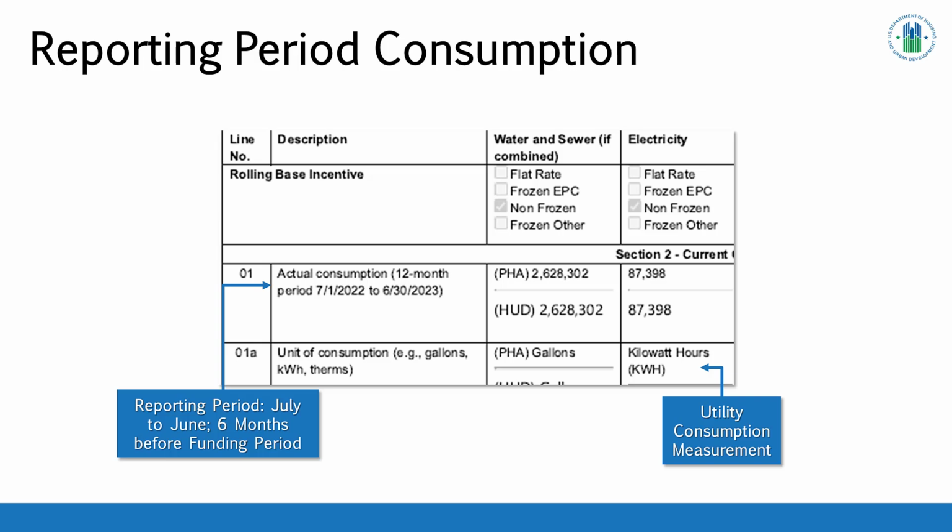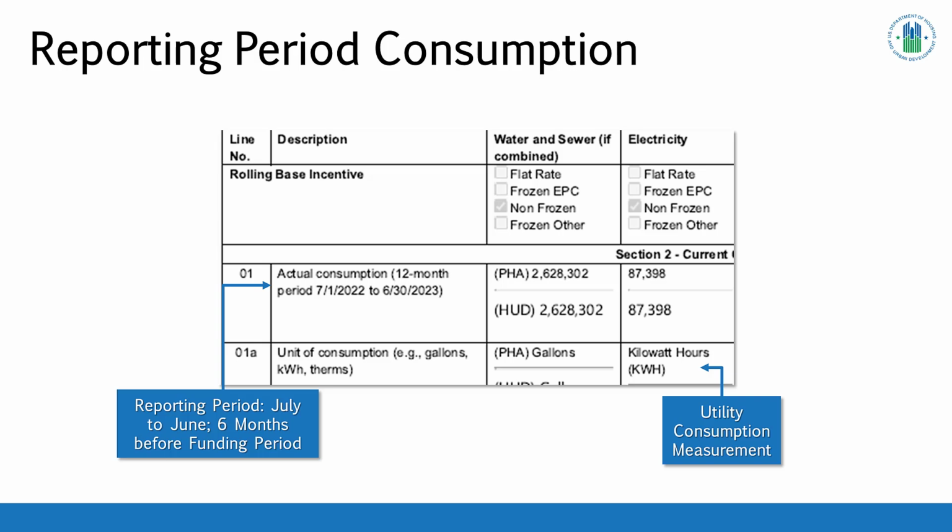In this example, we have water and sewer and electric. This is a form that was submitted via the portal in HUD. So we submit subsidy online in the operating subsidy portal, and both of these are non-frozen. You'll see the PHA amount on top and the HUD on the bottom. That's just what the PHA submitted versus what was approved.